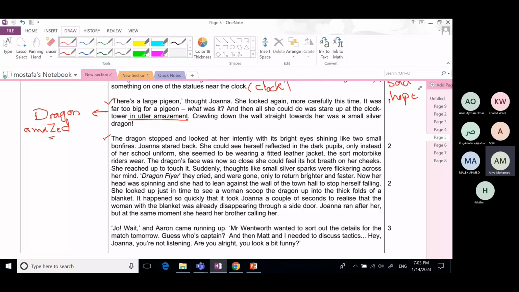The dragon stopped and looked at her intently with its bright eyes shining like two small bonfires. Joanna stared back. She could see herself reflected in the dark pupils, only instead of her school uniform, she seemed to be wearing a fitted leather jacket, the sort motorbike riders wear. The dragon's face was now so close that she could feel its hot breath on her cheeks. She reached up.